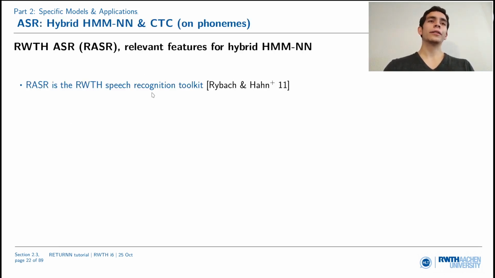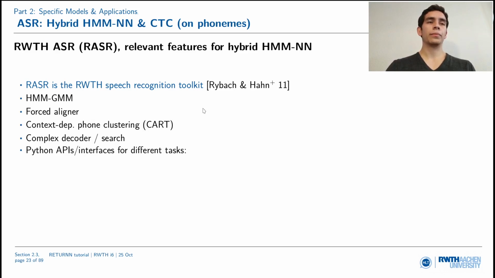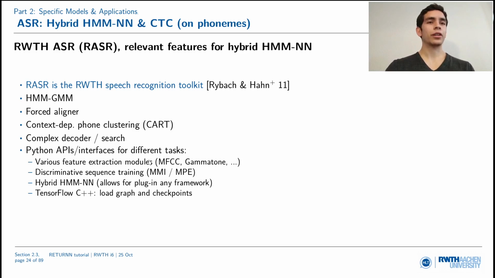So RASR is the RWTH speech recognition toolkit. The features relevant for training hybrid HMM models include the hybrid HMM-GMM trainer, forced aligner, CART estimation, as well as search. And we also have different APIs for different tasks. For example, the feature extraction module, sequence discriminative training criteria, as well as the hybrid HMM model. For the training, we can plug in any framework such as TensorFlow or PyTorch, and then perform the training in RASR. Also, we have the TensorFlow C++ API, where we can load graphs and checkpoints for further training. And of course, much more, but those are the features relevant for training hybrid HMM models.